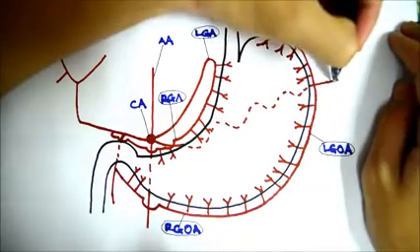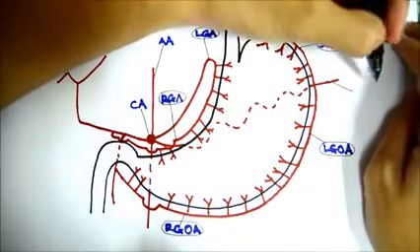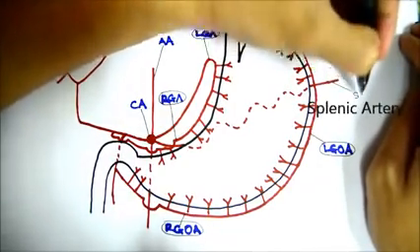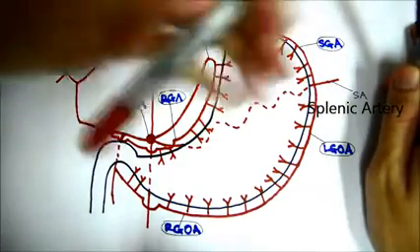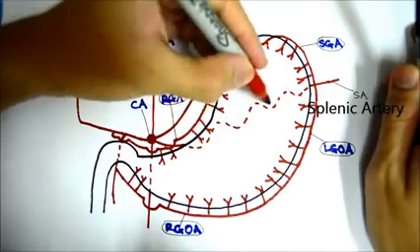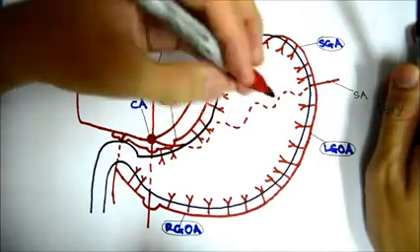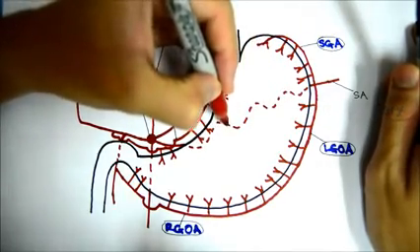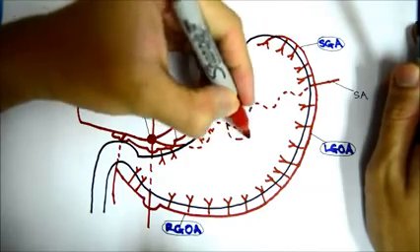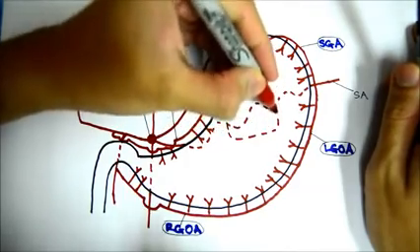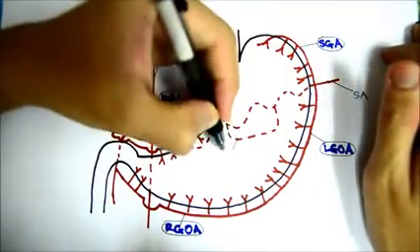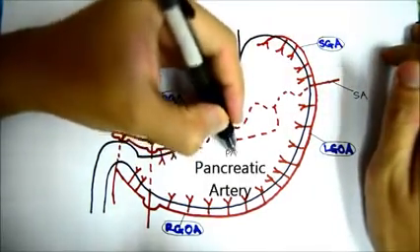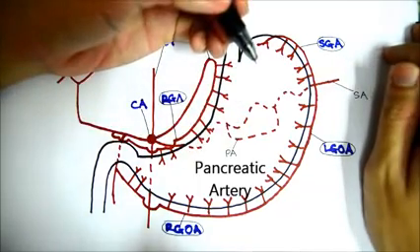This one, which is the splenic artery. Oh, forgot. Actually have a bit of a branch here. The splenic artery runs on the upper border of the pancreas. So one more branch. We have the pancreatic artery, or pancreatic branch.